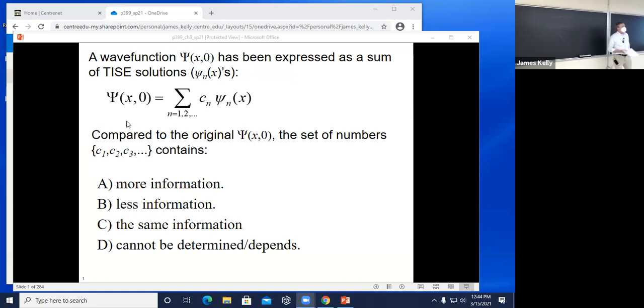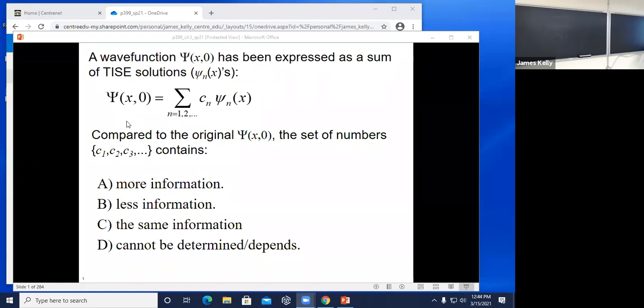Okay, so there's some disagreement in the class. It looks like it's between B and C, I think, are the most popular ones, but I think C had the majority there. And the answer is they have the same information. Clearly, if I know these functions, right, we're assuming we know what these definite energy states are. If somebody gives me the CNs, then this is a formula for how to construct psi of x0.